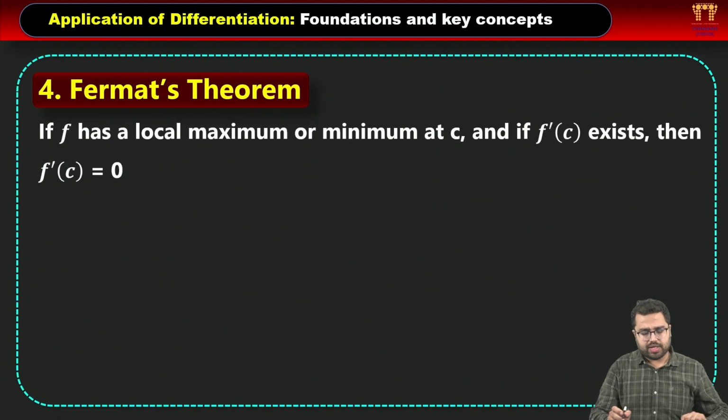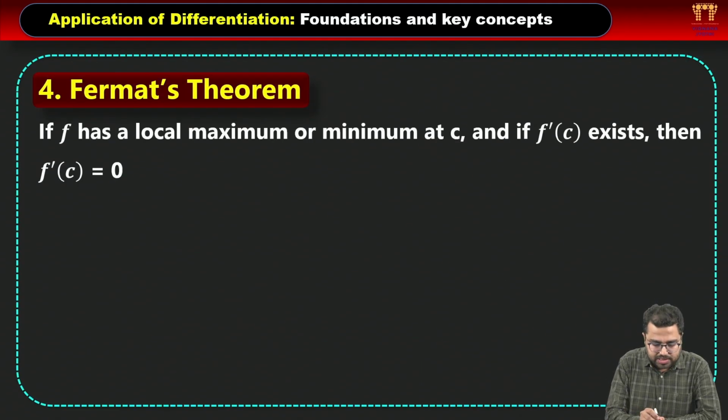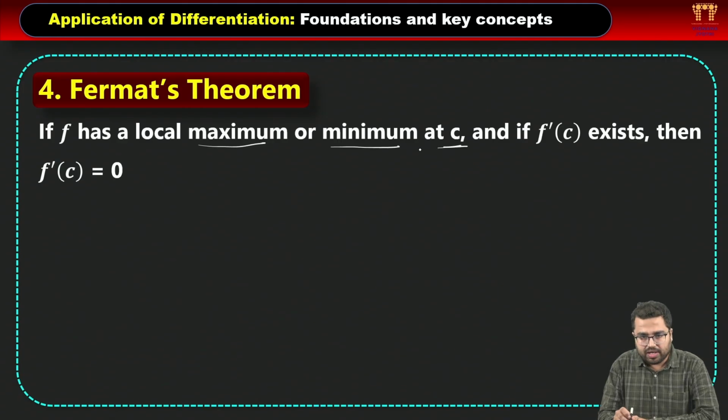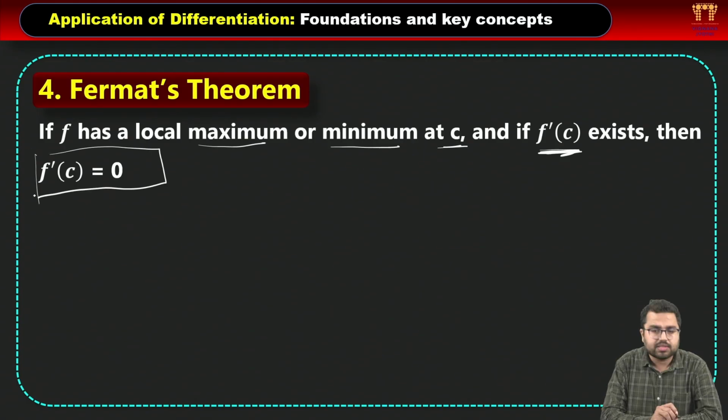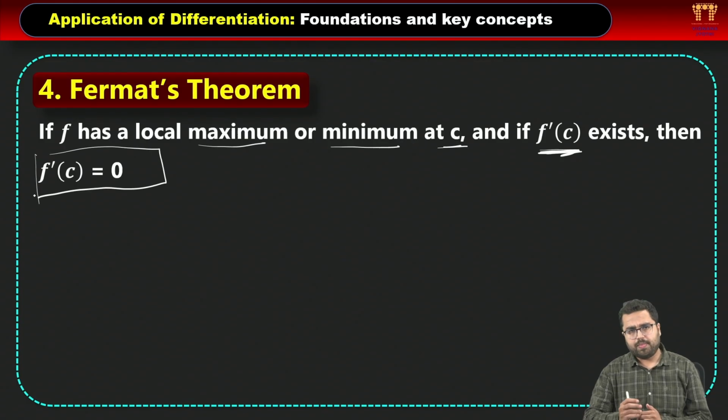Next, Fermat's theorem. What it says: if your function attains a local maximum or local minimum at some point c, and if f'(c) exists, then definitely f'(c) is equal to 0. So if your function has a local maximum or minimum at some point c, at that point the derivative, if it exists, must be 0, because if you draw a tangent line at that point, it is parallel to the x-axis.